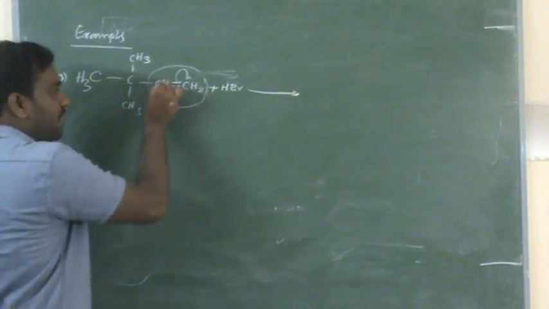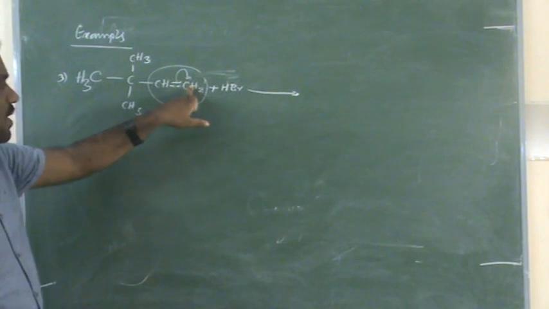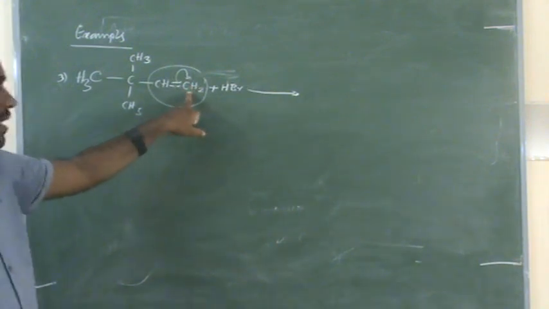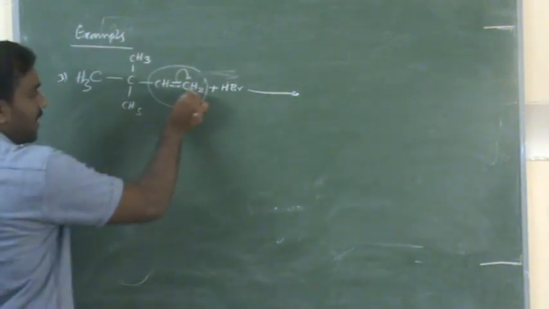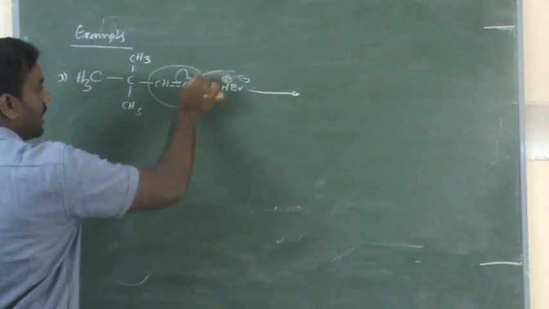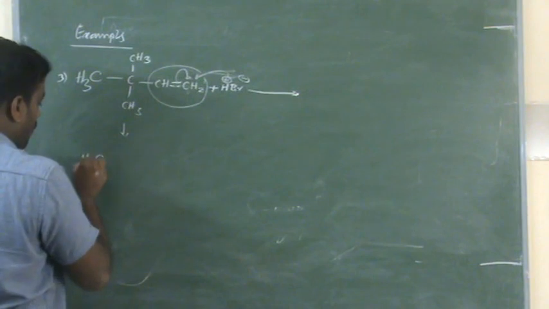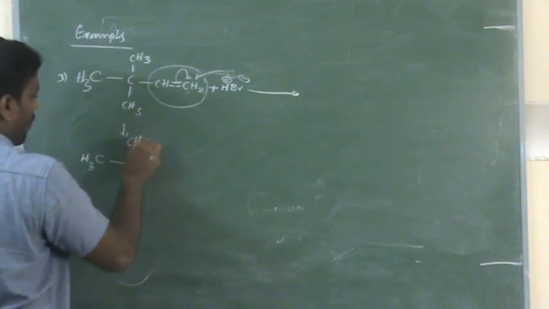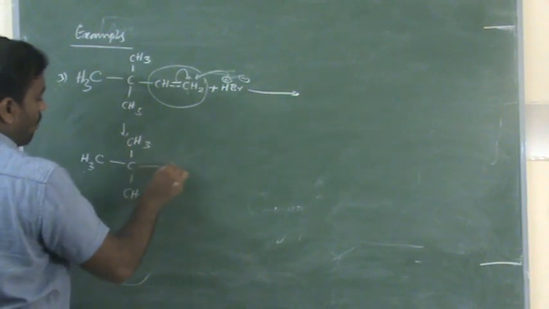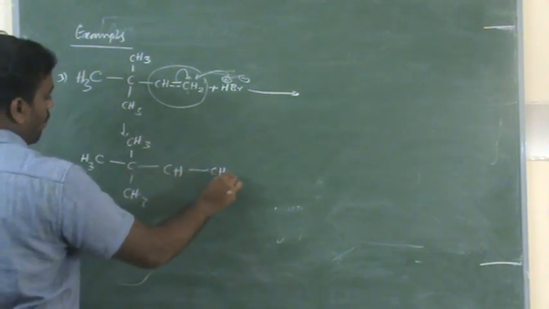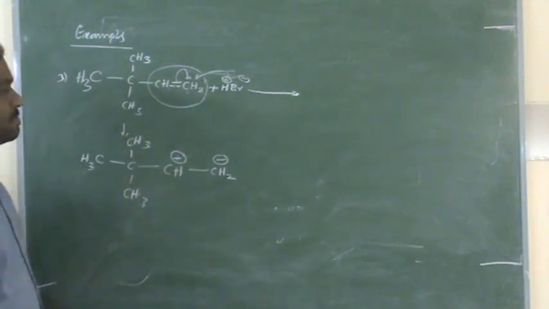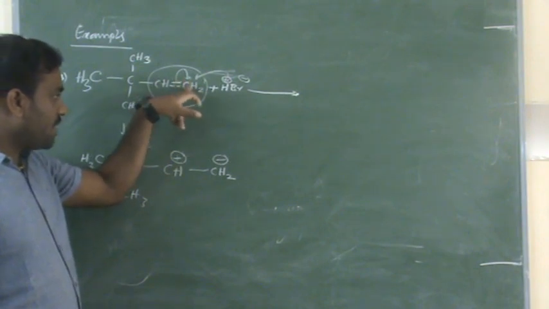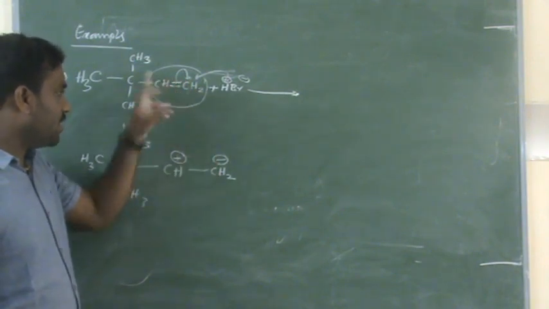Why here do we get the positive charge? Because these electrons are moving here, there is more electron density, so here we get the negative charge and here we get the positive charge. Once we get the negative charge here, this H plus will go on attacking here. Here we will get which charge? Positive charge. Here we get which charge? Negative charge. Why? Because the pi electrons migrate here, we get the negative charge. Here we get the positive charge.